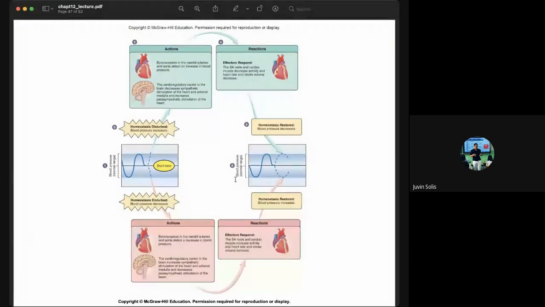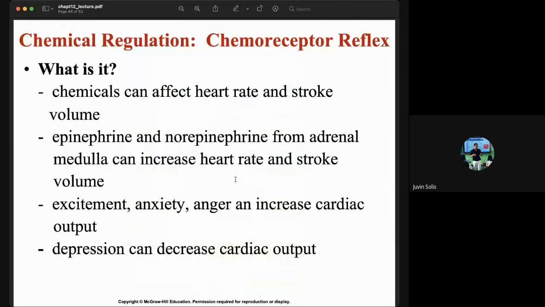Okay, going here, you can just read this one on your book. In terms of the chemical regulation, your chemoreceptor, kanina yung baroreceptor, this one is chemoreceptor. Chemicals can affect the heart rate and stroke volume. Your epinephrine and norepinephrine from your adrenal medulla can increase the heart rate and stroke volume. Excitement, anxiety, anger can increase cardiac output. Kaya kapag medyo excited tayo or galit na galit tayo or may anxiety tayo, tumataas yung ating cardiac output.